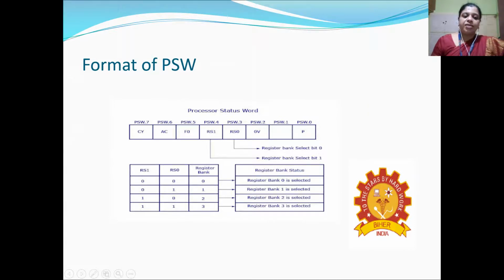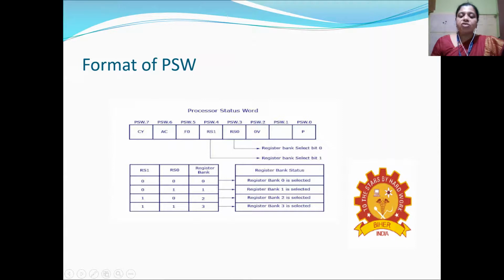So we can see now the format of this program status word. This is again an 8-bit register. The first bit alone is not used, right? The remaining 7 bits are used. P stands for parity, and the second bit OV stands for overflow, and RS1 and RS0, these 2 bits are used to select the register bank. We have 4 register banks in the 8051 microcontroller, and to select them we have RS1 and RS0. Then F0 is your user defined flag. Then we have the auxiliary carry flag and the carry flag.